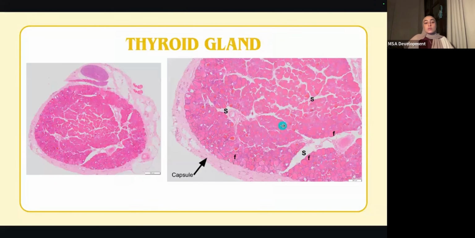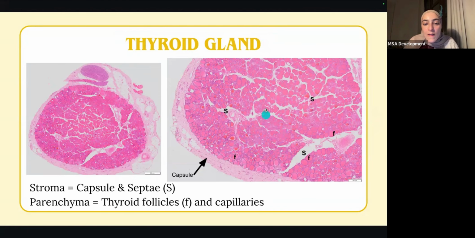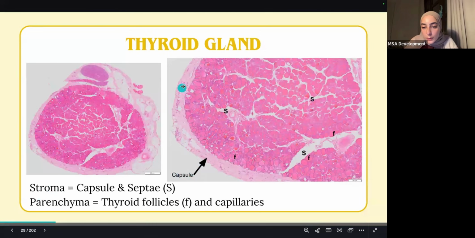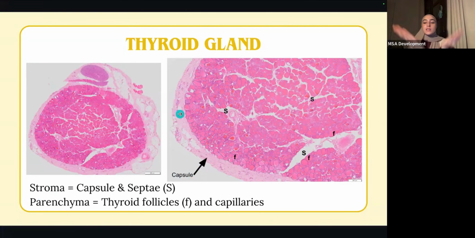Moving on to the histology part of the thyroid gland. So this is what the thyroid gland looks like. This is it zoomed in. As you can see, there are a lot of clusters. What are these clusters? They're thyroid follicles. There's two parts: the stroma and the parenchyma. The stroma is the capsule. The capsule is always the thing that lines the organ or the structure. The capsule is this, all of this is the capsule and the septa. The septa is like the septum, not that important, but just know that this is part of the stroma.